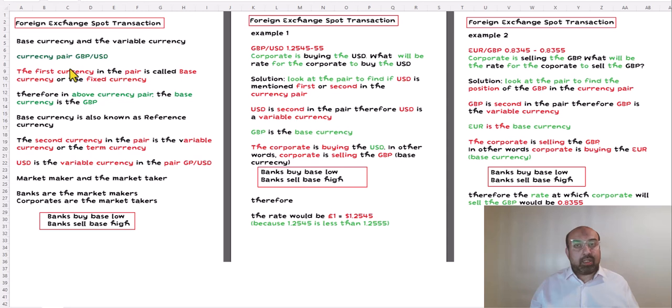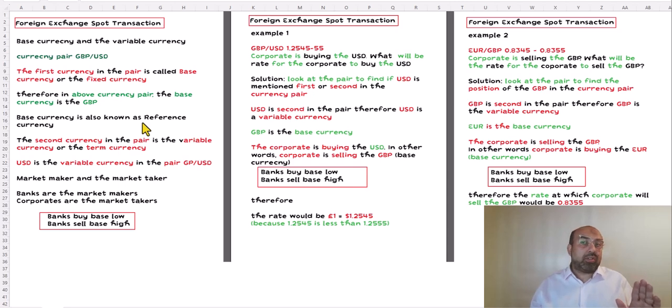In our given scenario here, we are told that the currency pair is GBP and US dollar. The base currency is always mentioned first in the pair and the variable currency is the second currency in the given pair. For example, if you look at this currency pair, you can see that GBP is mentioned first. Therefore, GBP is the base currency or the fixed currency, and the second currency is US dollar. Therefore, US dollar is a variable currency and it is also known as the term currency.